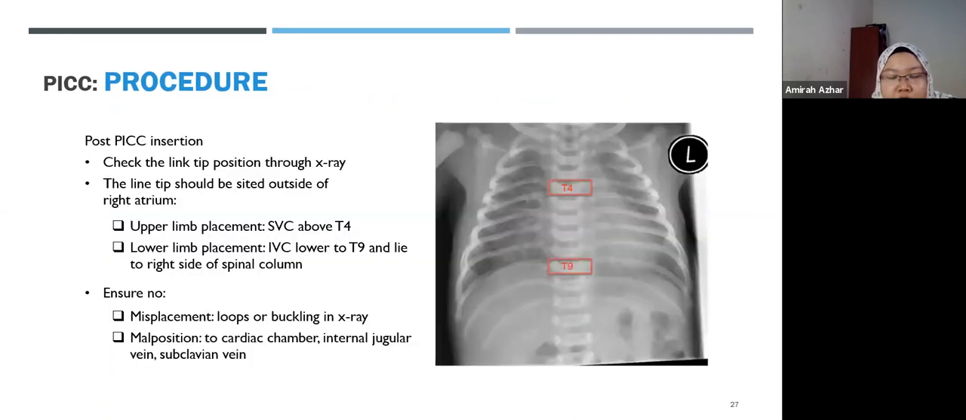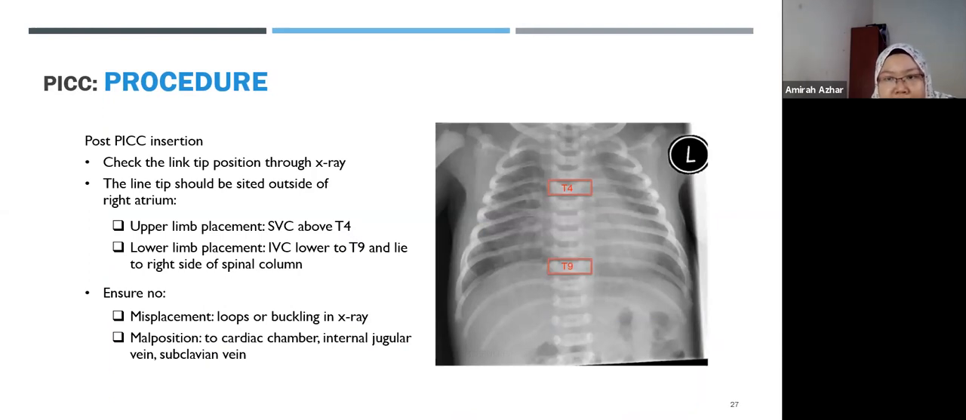So after the procedure is done, you must ensure that the catheter is at the correct place by doing an X-ray. If you do it for the upper limb placement, which is through the cephalic vein at the cubital fossa, make sure it is at the superior vena cava above T4.